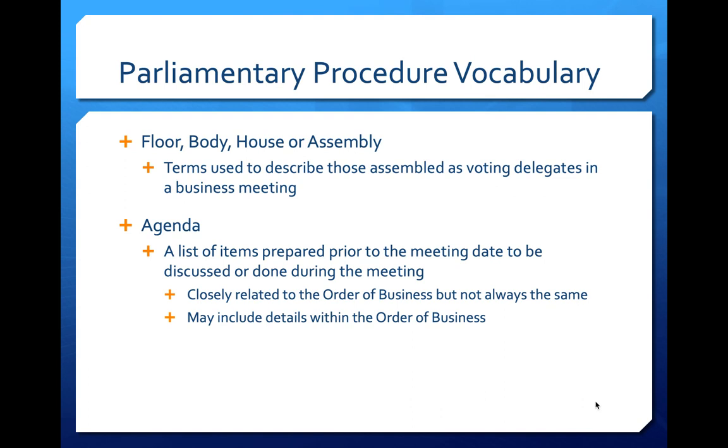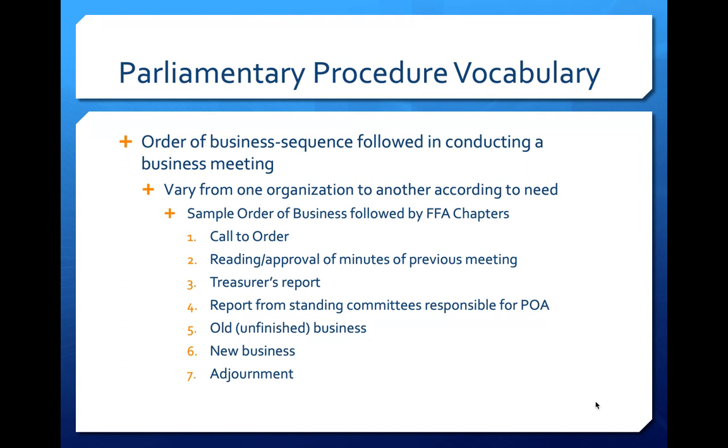You may also hear the term order of business. They're not always the same, but they are pretty closely related. The order of business, like the agenda, is a list of things that you'll see in a meeting. Sometimes the order of business will actually put more information than what you'll see in an agenda. An agenda is usually just an outline, but with an order of business, you'll actually see more information listed, and you can see the sample order of business that's on the screen.